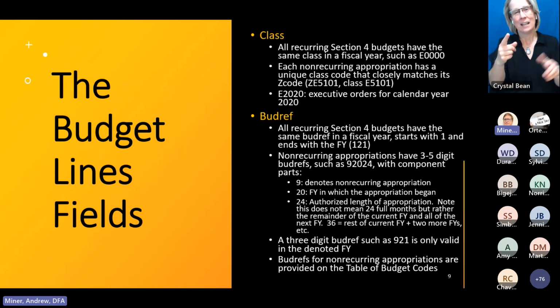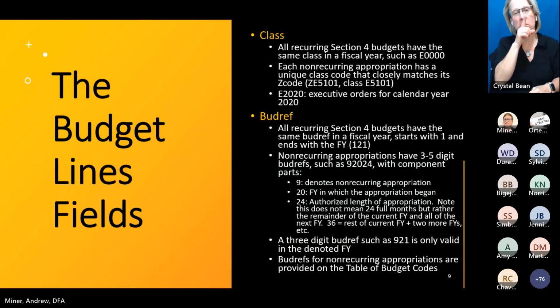And sometimes you'll see longer appropriations that are valid for like 4 years, and they'll have a Bud Ref of 92348 or something like that, or 92360. Okay. If it's just valid for the 1 year, then you don't have to have a 12 on the end. That's kind of the default.